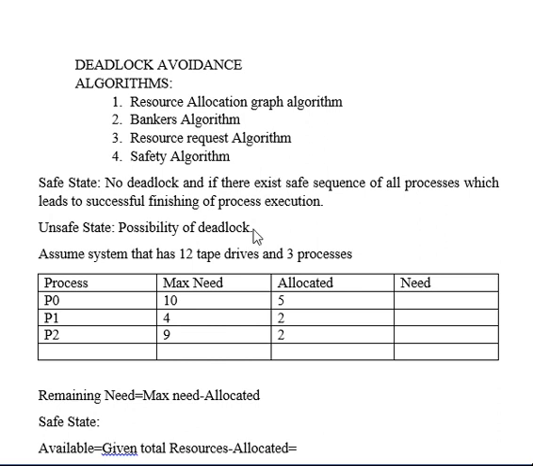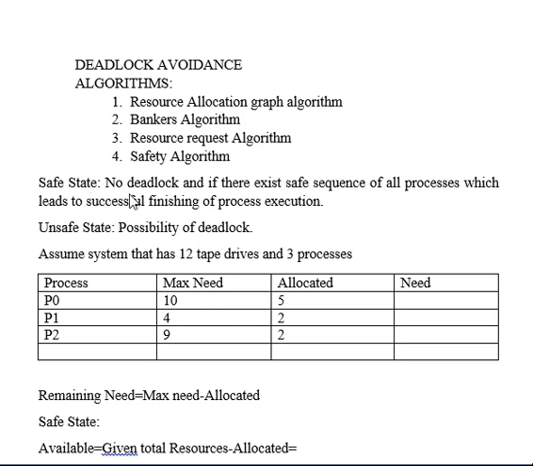Basically there are four algorithms for deadlock avoidance: the resource allocation graph algorithm, Banker's algorithm, resource request algorithm, and safety algorithm. In today's video we'll be seeing Banker's algorithm. Before going to the algorithm, we'll just know a few basics about it. So first thing that you need to know is what is a safe state.